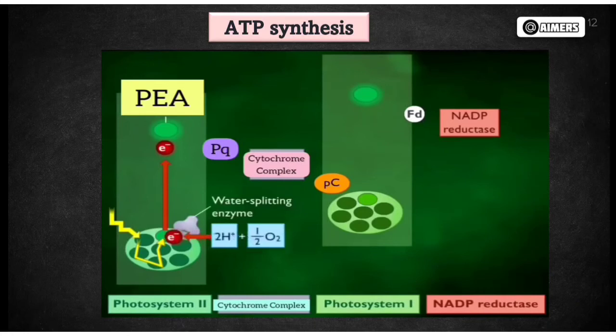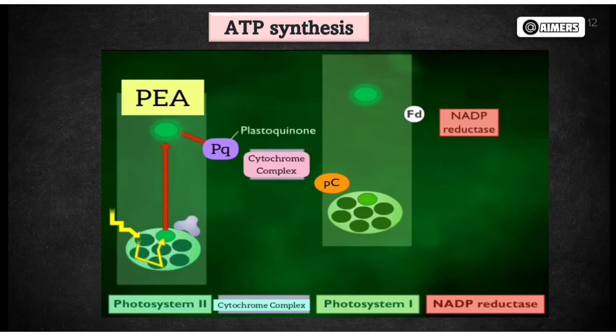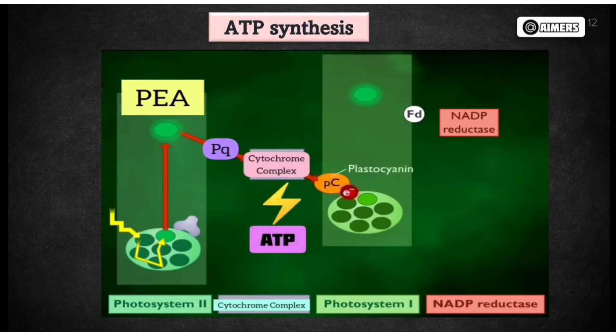The hole is filled by the molecule of water over here in photolysis. Now the electron goes to plastoquinone, then the cytochrome complex, and then plastocyanin. Plastoquinone is at a high energy level, and plastocyanin is at a low energy level. So when electrons transfer from a high energy level to a low energy level, they release energy, and that energy is used by the thylakoid membrane to synthesize ATP.